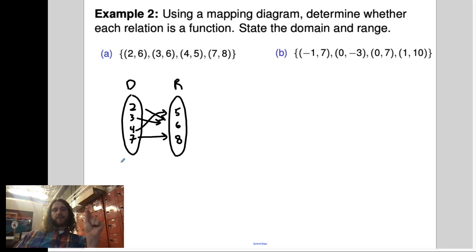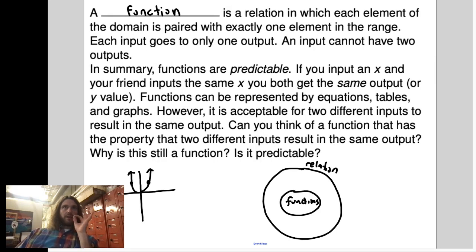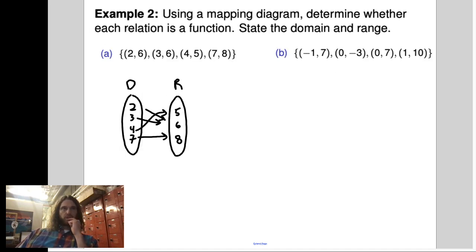Is this a function? Let's go back to our definition. What's that definition? A function is a relation where every input, each element of the domain, is paired with exactly one element of the range. Is that true? Yes, that's true. These are our codes for the vending machine. These are the snacks. Can 2 different codes give us the same snack? Is that allowed? That's okay. So this is a function.